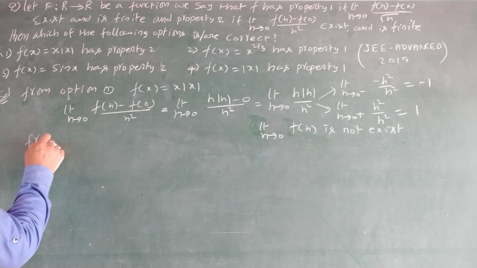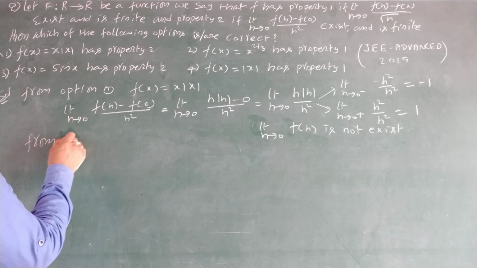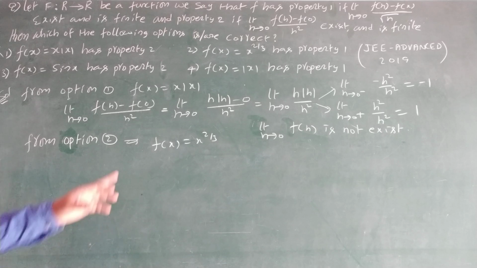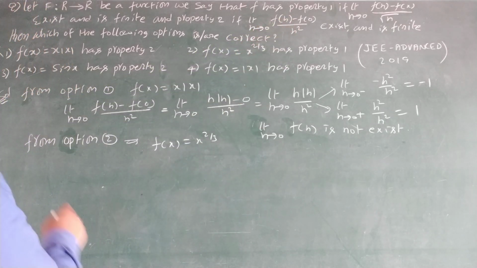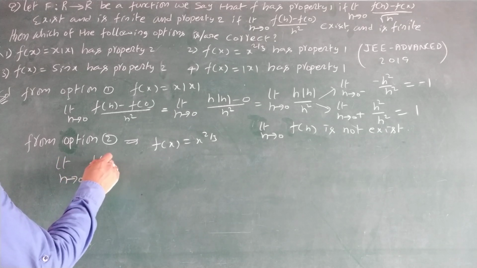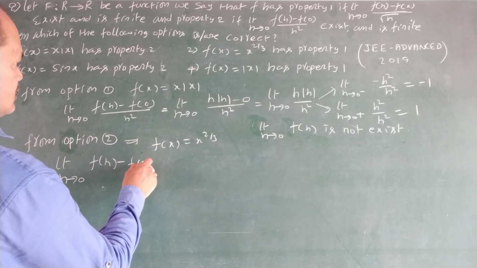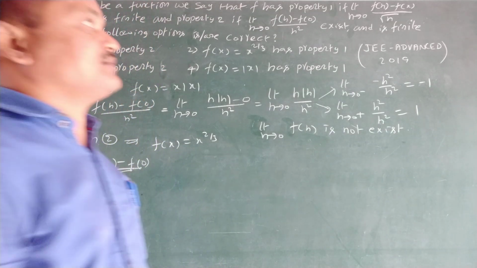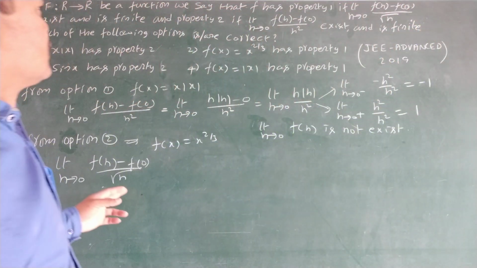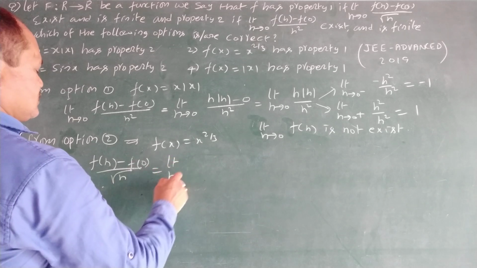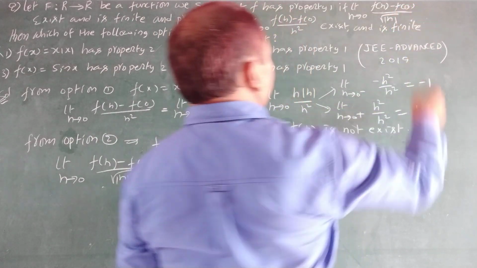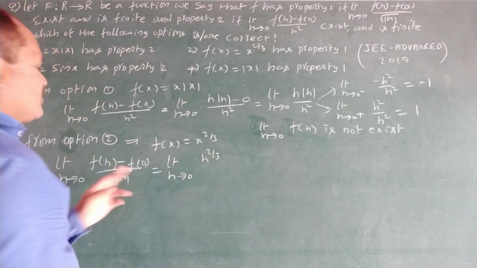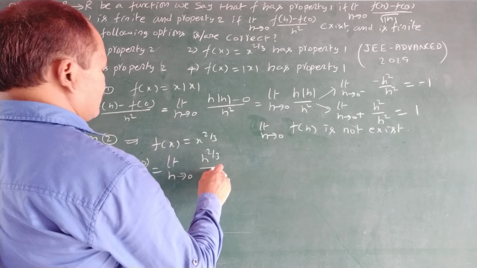Now from option 2, what is option 2? f of x is equal to x power 2 by 3. That is from property 1. So take the property: limit h tends to 0 of (f(h) minus f(0)) by root mod h. Now limit h tends to 0, f of h is h power 2 by 3, f of 0 is 0, by root mod h, which is nothing but h power 1 by 2.